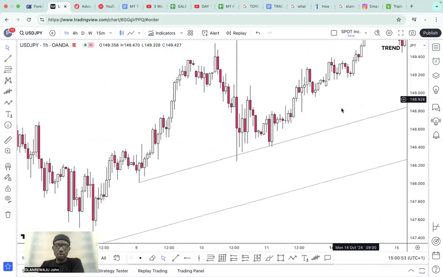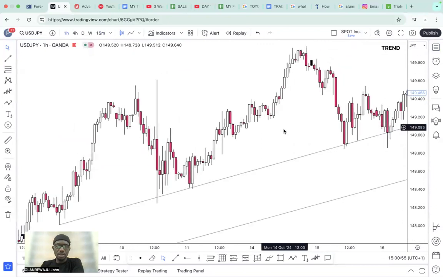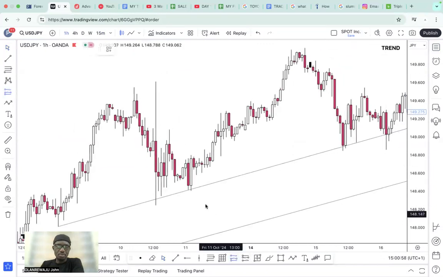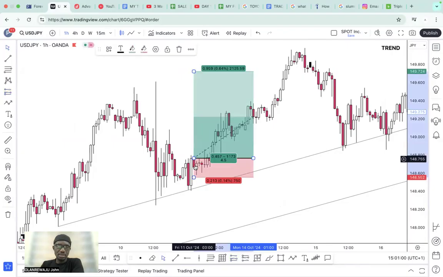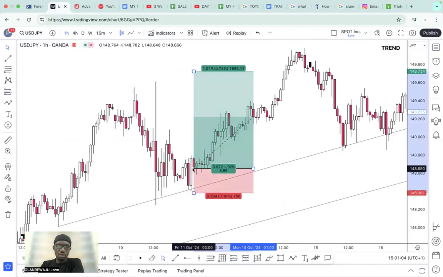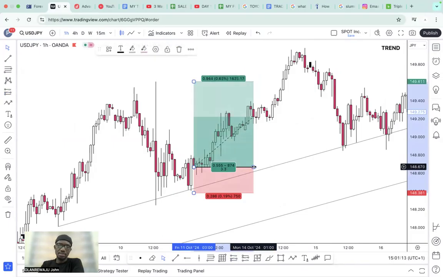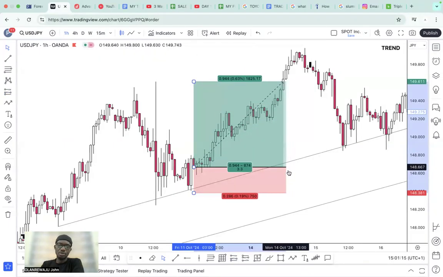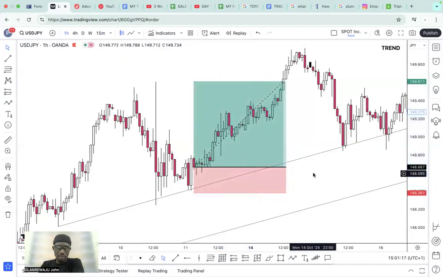So in that situation, what do I do? As usual, what does Baby Pips advise? Baby Pips advises that you enter immediately, right? But for me, I'll wait for a little bit of retracement. Will the market always retrace as we saw? No. So my take profit will be at this high, and that's like a 1:3.3. And that's beautiful. And we just go like that.